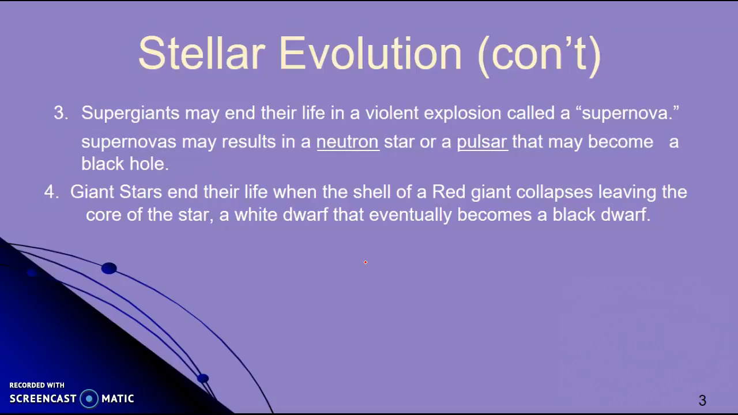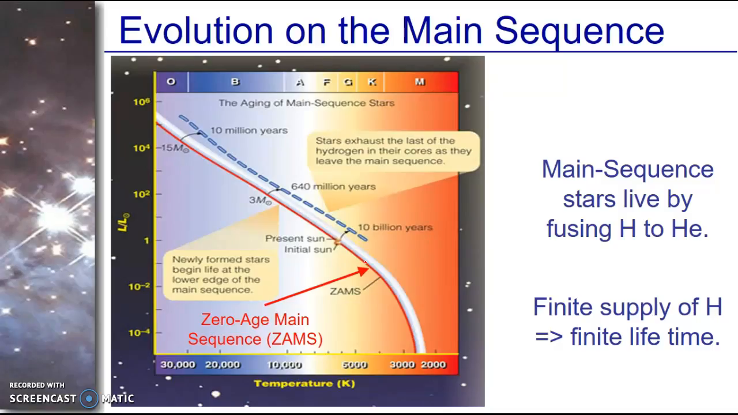That could become a black hole. The giant stars, when they end their life, okay, the shell of a red giant can collapse, leaving the core star behind, which is a white dwarf that eventually becomes a black dwarf. And that's just the core.